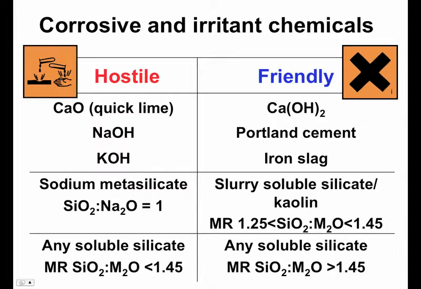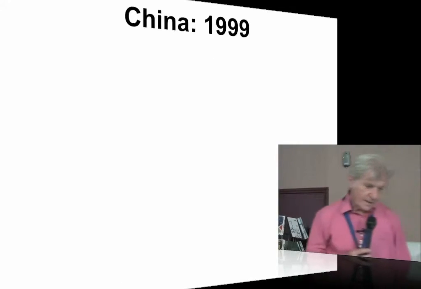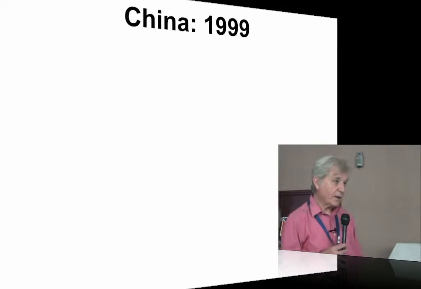On the left, the hostile system comprises quicklime, NaOH, KOH, sodium metasilicate with SiO2/Na2O ratio of 1, and any soluble silicate with a molar ratio lower than 1.45. On the right, the user-friendly system comprises slaked lime, Portland cement, iron slag, a slurry that contains silicates and kaolin, for example, or other colloid protective ingredients, and that provides a molar ratio between 1.25 and 1.45, and of course any soluble silicate that has a molar ratio higher than 1.45.